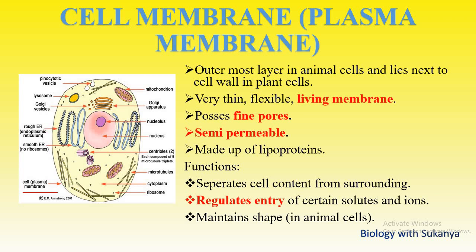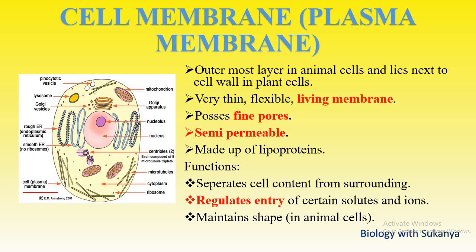It possesses fine pores, and the cell membrane is selectively permeable or semi-permeable. What does that mean? That unlike the cell wall, anything and everything cannot enter inside the cell through the plasma membrane. The plasma membrane has pores or gates through which only certain substances are allowed inside the cell and only certain substances are allowed to leave the cell.